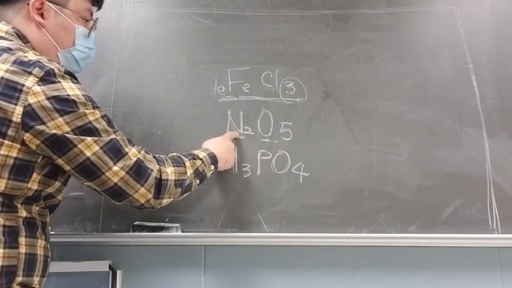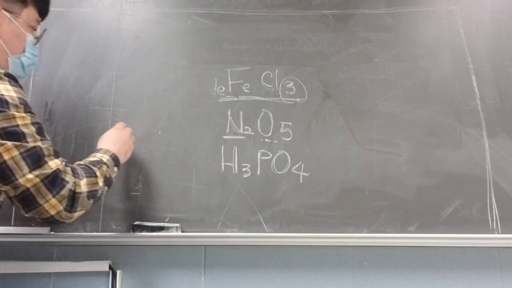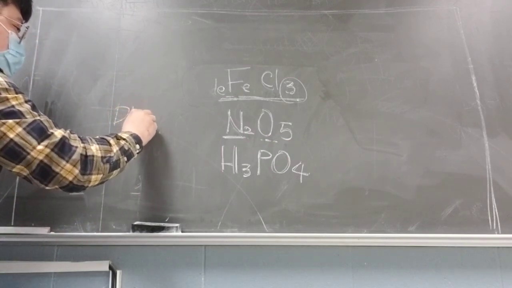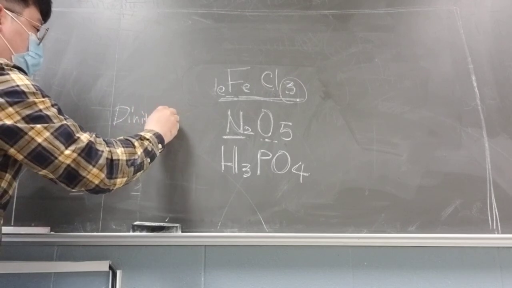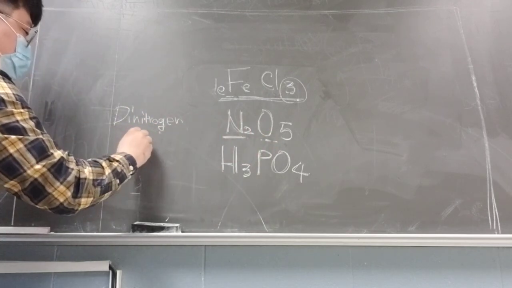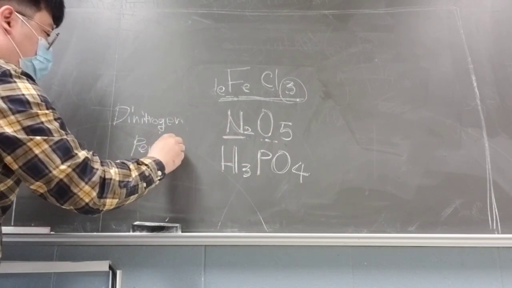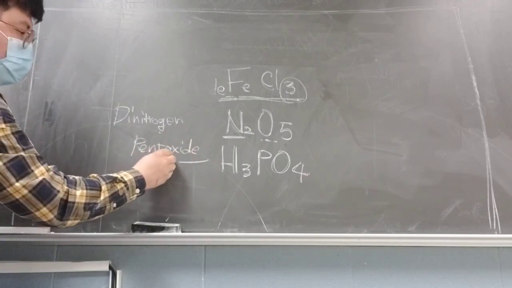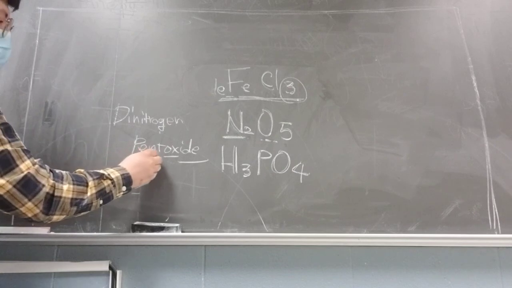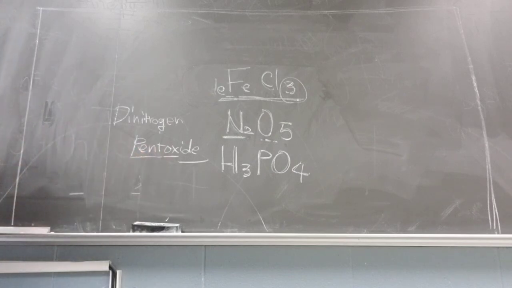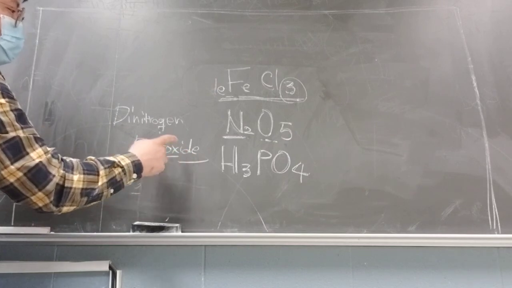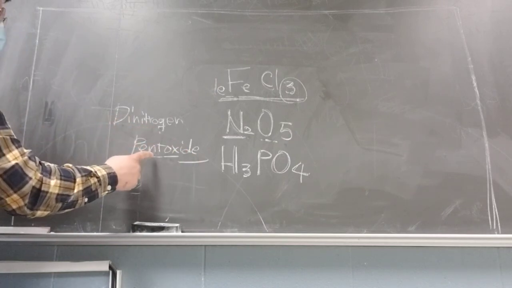So it'll be 2 nitrogen and 5 oxygen. 2 means di-nitrogen, and 5 means pent. So pentoxide. This is the same as IDE at the end. OX comes from oxygen, and the pent means that there's 5. So there will be 2 nitrogen, 5 oxygen with IDE. So we call this dinitrogen pentoxide.